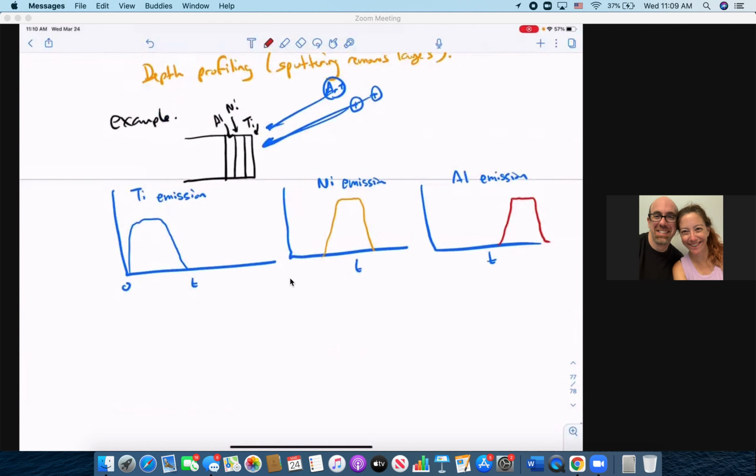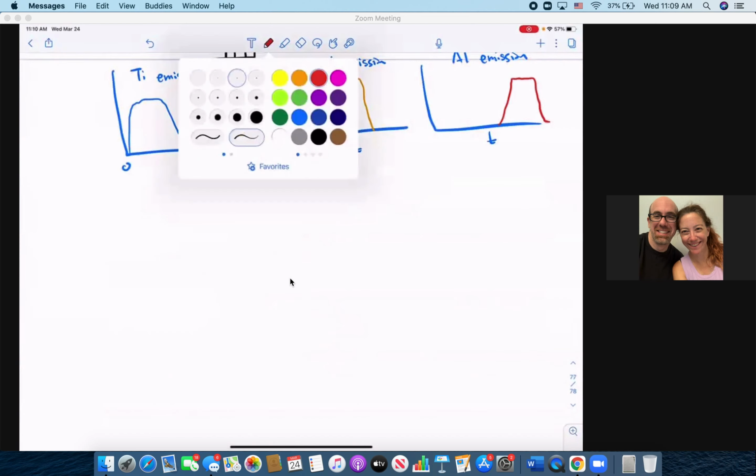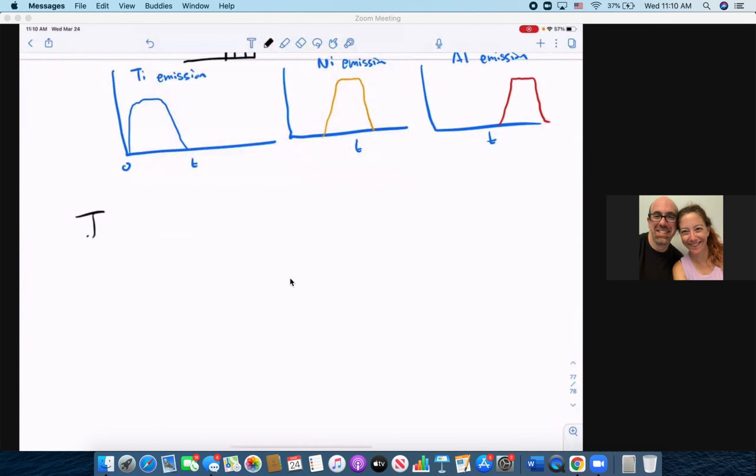Your sample has to be solid, should be conducting, unless you can do RF glow discharge, which would be for a non-conducting sample in that case, or less conducting. But there's another plasma source which is currently the most common, and that's the inductively coupled plasma.